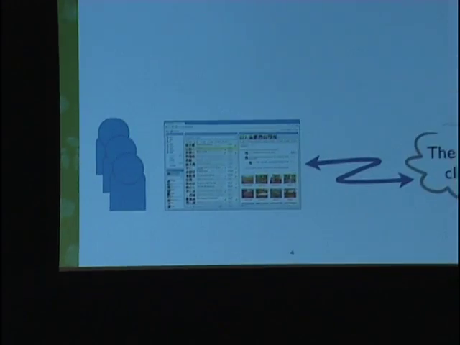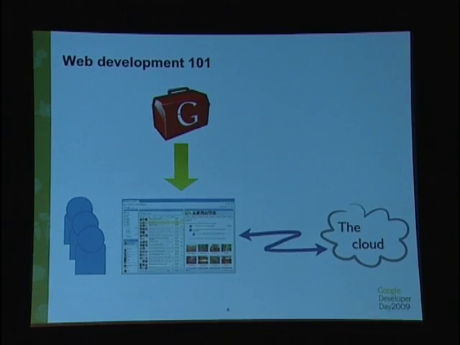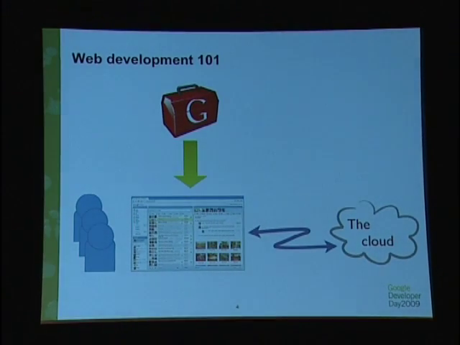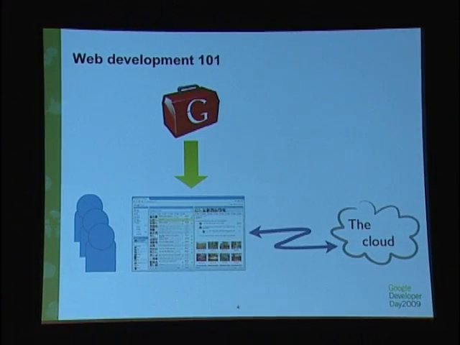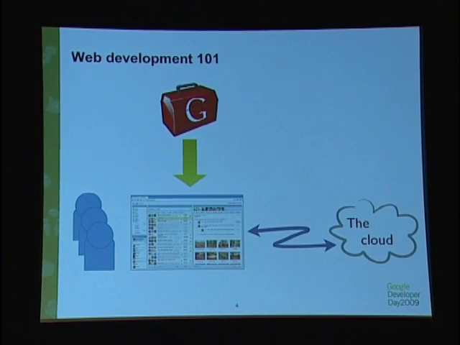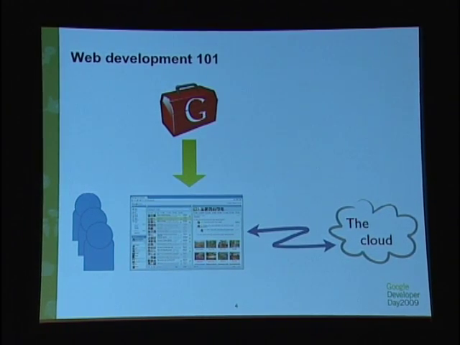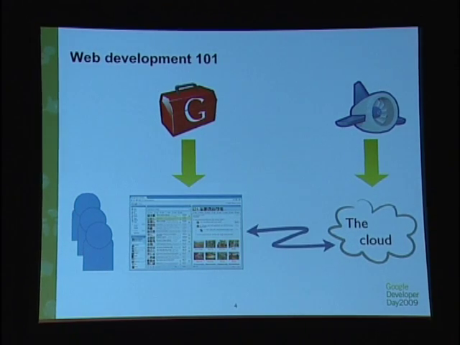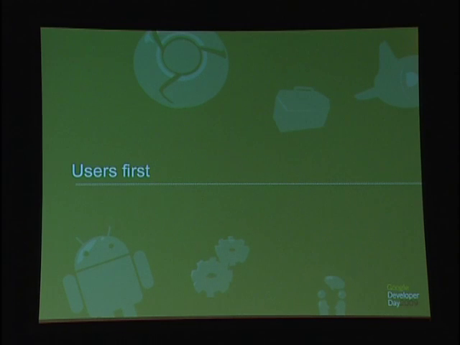So web development. The basic setup is we have users who use a web browser to interact with applications in the cloud. And those web browsers need user interfaces. And we have a product for that I'd like to talk about, which is Google Web Toolkit, which allows you to build great user interfaces. The other one I want to talk about is Google App Engine, which helps you deploy these applications to the cloud.